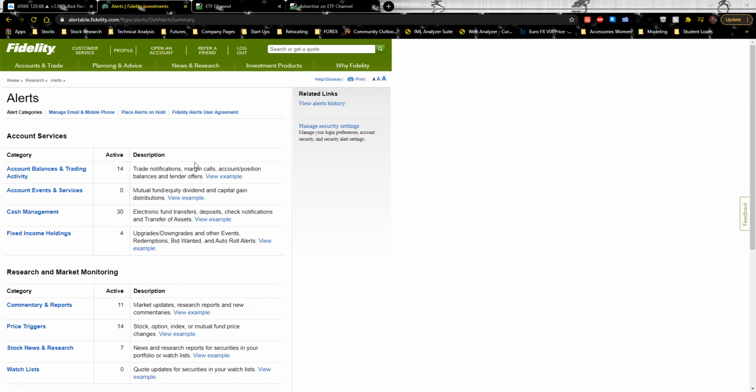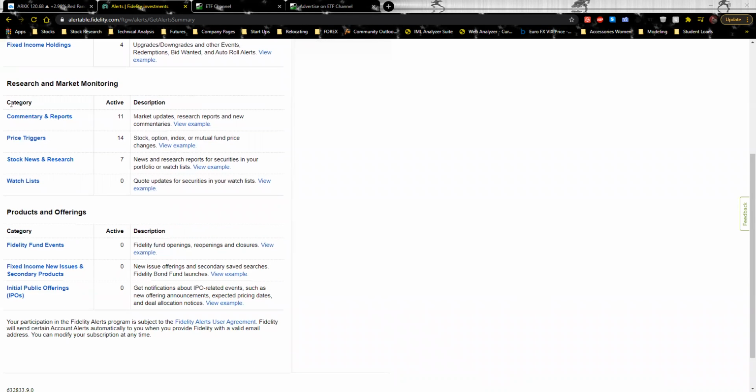First, I go to alerts. Here you can click on stuff that you want to get alerted about, as far as research. Also, you can get notifications here for IPOs if you really want to track that type of thing. Here, you can set up securities for your watch list and price triggers. But these are two very important things that I hope you're subscribed to if you have Fidelity.